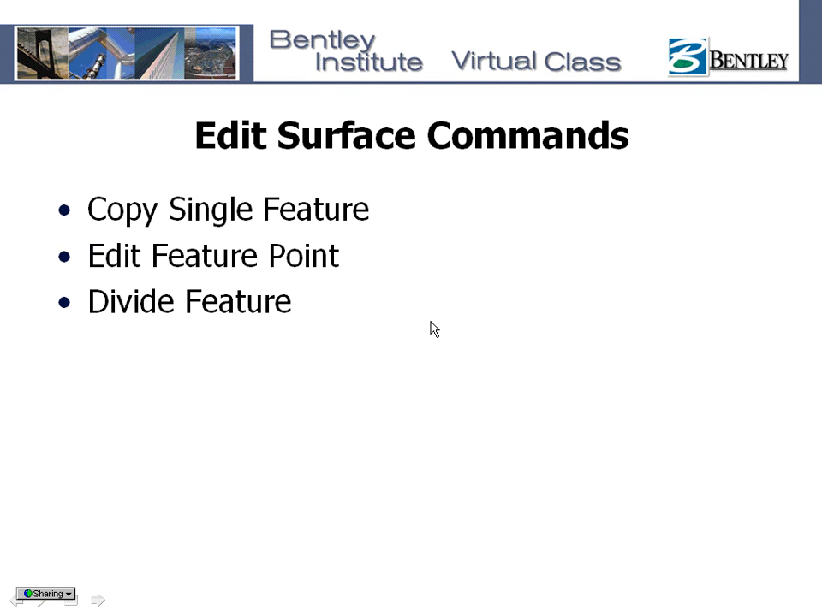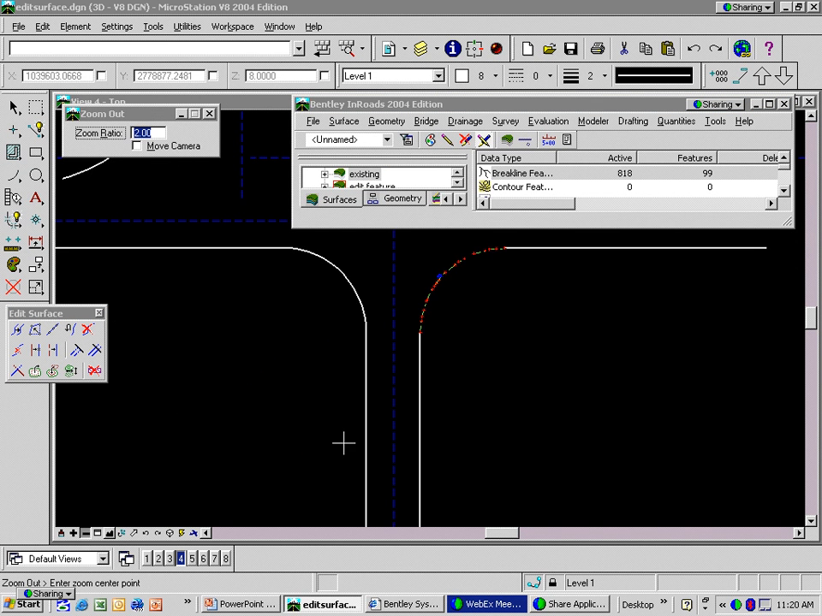Next, we have Divide Feature. This tool could be used to add vertices along a given element at a specific interval. This can help resolve contouring issues that arise from long slender triangles being formed due to lack of vertice information along an element. Zoom out here.